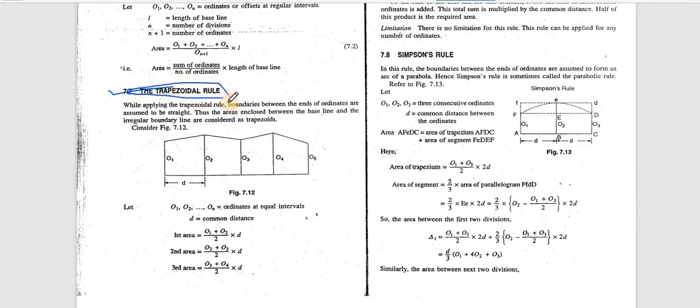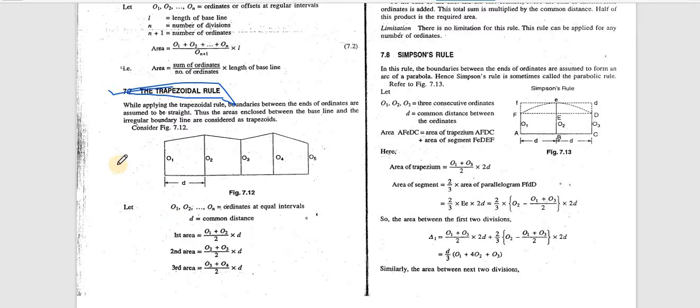The trapezoidal rule. The theoretical part related to it says that while applying the trapezoidal rule, the boundaries between the ends of the ordinates are assumed to be straight. As you can see, the boundary at this area is considered a straight line. O1 is considered a straight line, O2 is considered a straight line, O3, O4, and in a similar manner O5 is also considered a straight line. Thus the area enclosed between the baseline and the irregular boundary line is considered trapezoidal. So whatever area comes inside it is considered trapezoidal.